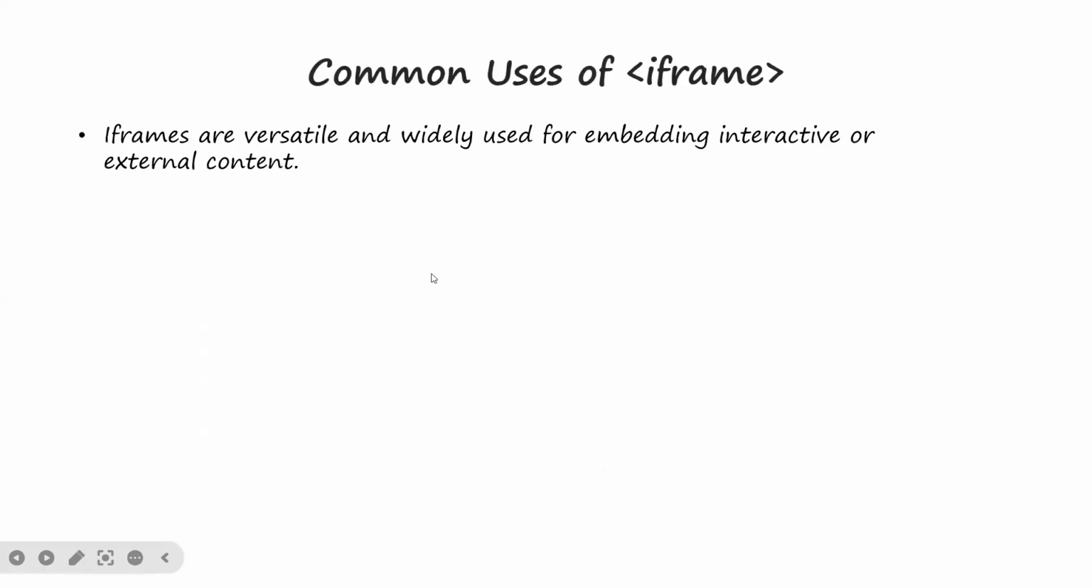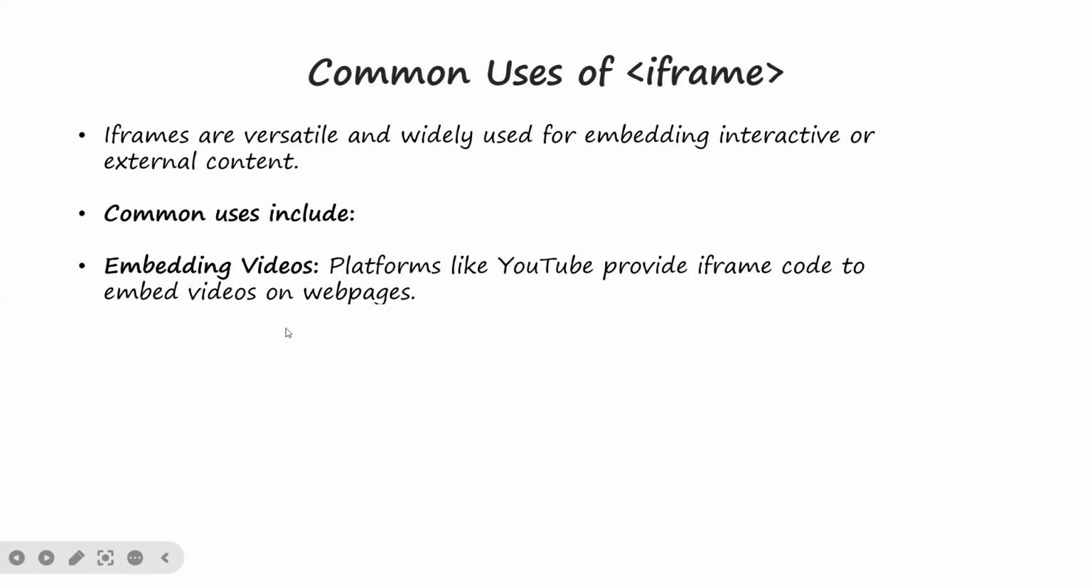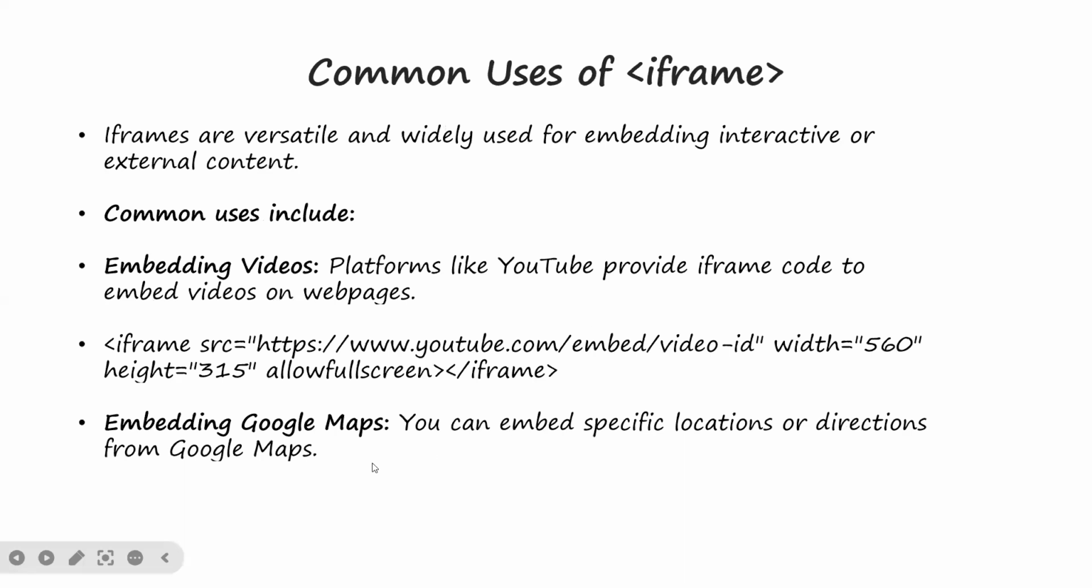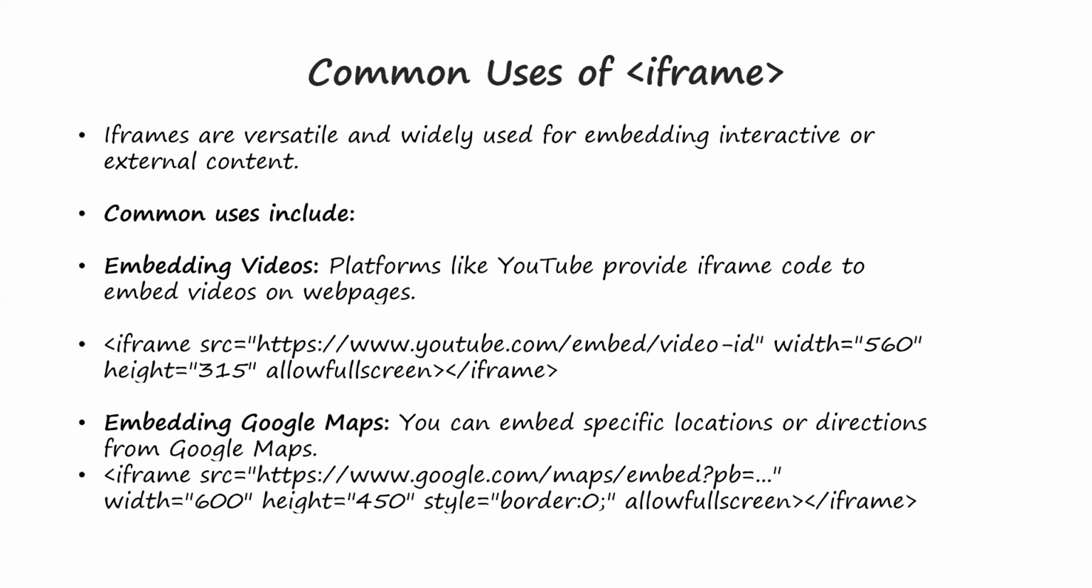You have already seen iframes are versatile and widely used for embedding interactive or external content. Common uses include embedding videos, something like YouTube, which you have seen already. You can also use it to embed Google Maps. We didn't actually do this, but you can get the URL of the Google Map and embed it, and the Google Map will show. This is how people embed Google Map on their web page.